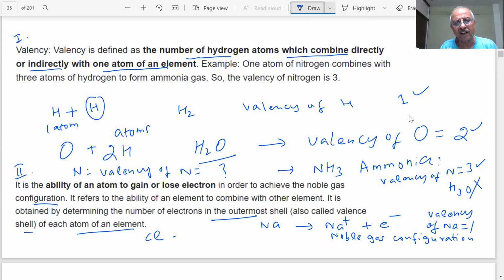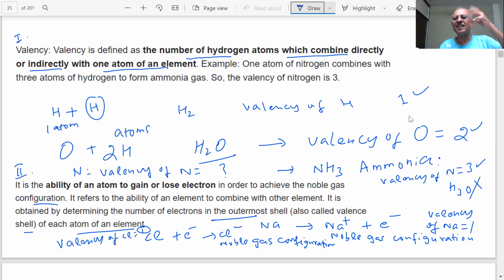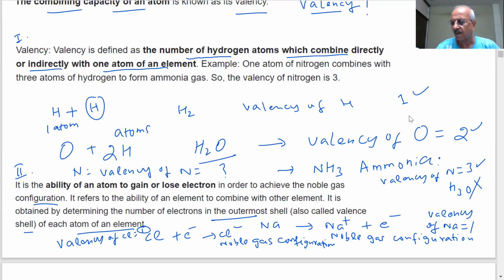For example, chlorine gains 1 electron to become Cl minus, and this has a noble gas configuration. Then what is the valency of Cl, student? How many electrons is it combining? 1. So we can say valency of Cl is 1. So this is a way of determining the valency. It is a very important concept. Note it down. There will be a lot of questions on that, students. What is valency? How do we find valency? Note down, very important.